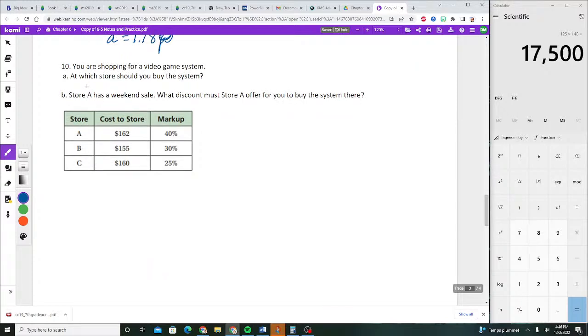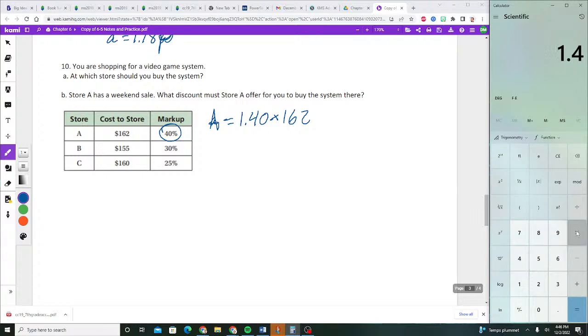You're shopping for a video game system. At which store should you buy the system? Well, let's take a look at this. These are the markups for each store. So first store is a 40% markup. So we want 140% of $160. So 1.4 times 160 gives us $224.